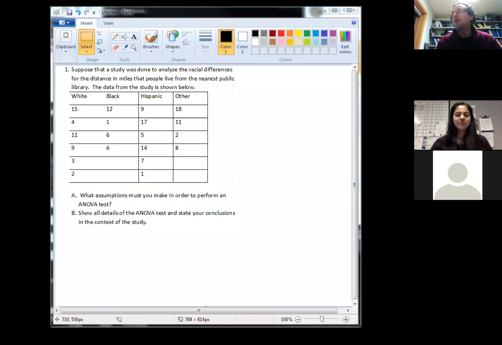Okay, so here's the sample question. I only have one question today. Like I said, this is a short section. We're only going to do one question, and then we'll talk about the final example. What this question says is, suppose that a study was done to analyze the racial differences in the distance in miles that people live from the nearest public library. The data from the study is shown below.